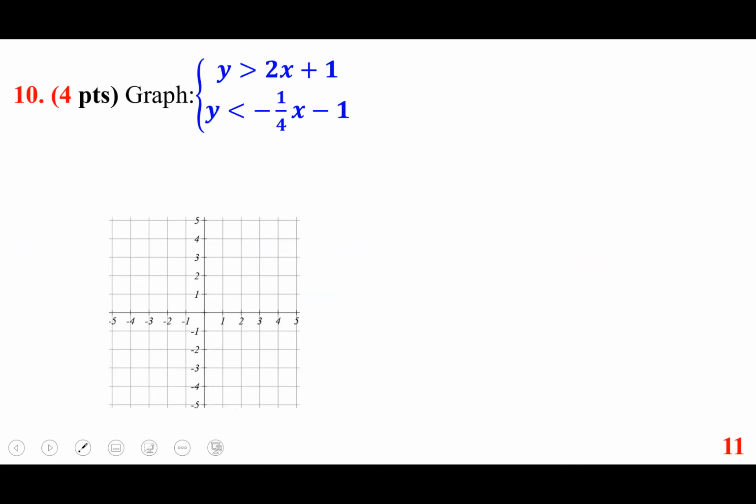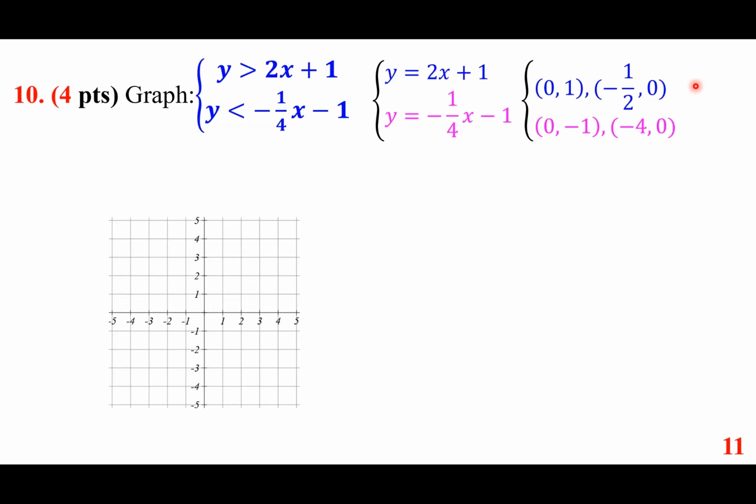We want to graph and find the solution. So first change this to equality and also this one. Now, all you have to do, pick up a couple of pairs to graph it. Those are called the lines of interest, the boundary lines. So for this one, if I choose x to be 0, y is 1. If I choose y to be 0, x is negative 1/2. In this case, if I choose x to be 0, y is negative 1. If I choose y to be 0, x becomes negative 4.